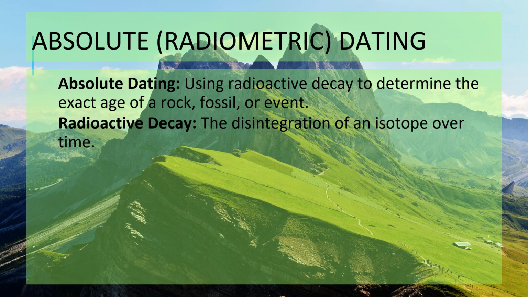All right, so absolute dating. This is the use of radioactive decay to determine the exact age of a rock, a fossil, or an event. And radioactive decay is the disintegration of an isotope over time. So we're going to talk in a bit about some of the exact isotopes that we use in geology, but the decay of these isotopes is predictable, and that lets us use it to get the absolute age of things.